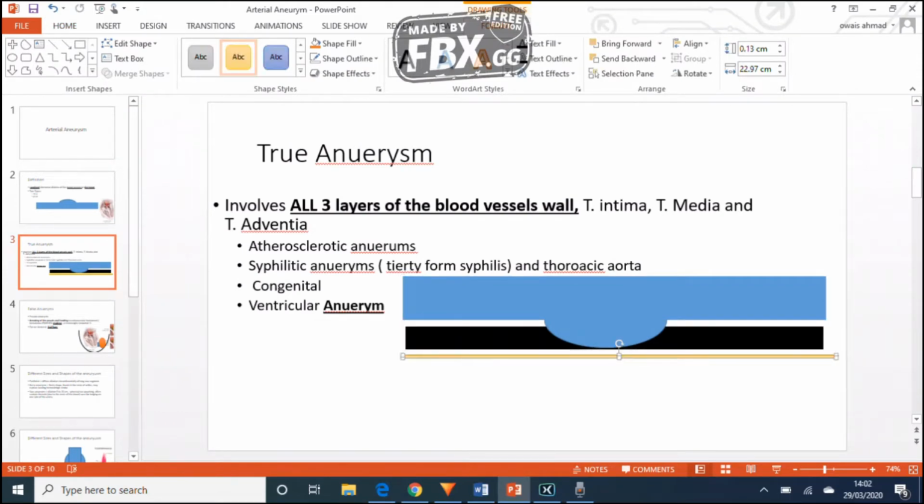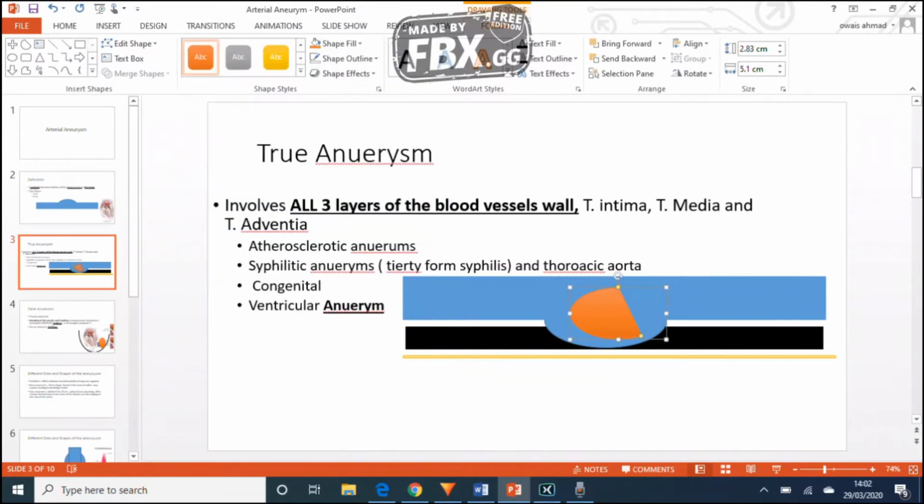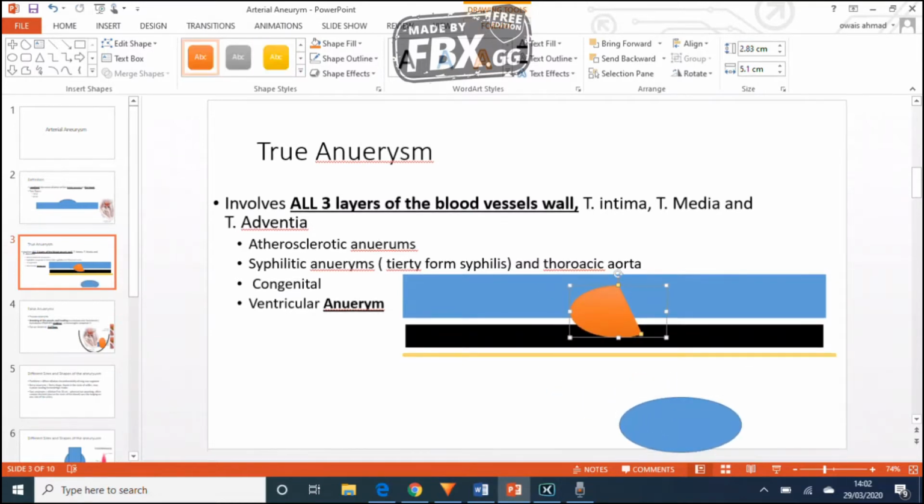Okay, now what are the causes? Of course, there can be atherosclerosis. I will indicate it with some sort of plaque. We'll make it red for explaining, and it will be on the blood vessel. We can imagine that this is the blood vessel, the black underneath is going to be the tunica media, and below that is the tunica adventitia.